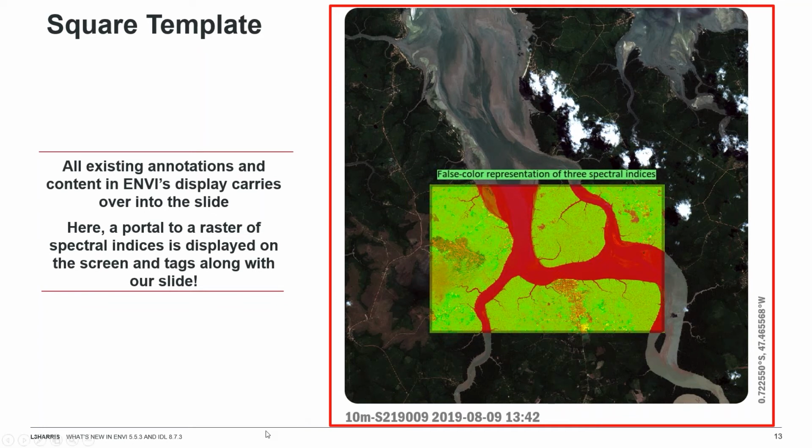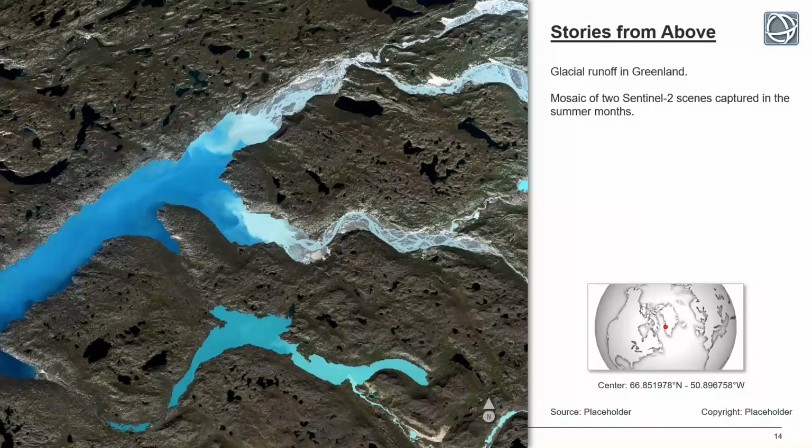And the last template here is stories from above. So this is a picture of some glacial runoff in Greenland. It's 2 Sentinel-2 scenes mosaicked together, captured during the summer months. So this is also just a nice picture to look at. I really like the colors in the water going from that white, lots of sediment, to this nice blue color and some blue-green as well. But again, you can see in the lower right, there's some placeholder for source and copyright. We also have the mini map, which shows us in Greenland and the center of our view in latitude, longitude.